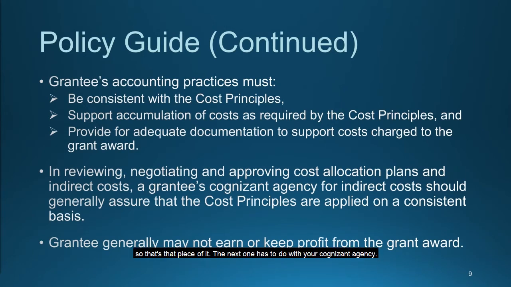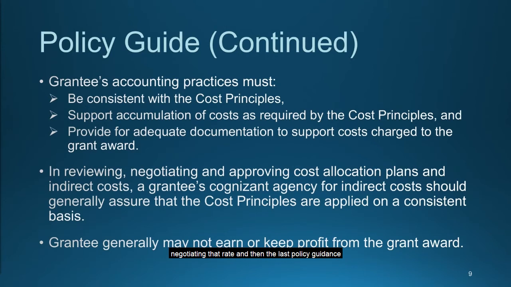The next one has to do with your cognizant agency. If you have an indirect cost rate, that's the entity that negotiates your indirect cost rate for you, and it has the responsibility to make sure that cost principles are applied consistently, to the best of their ability to tell, as they're negotiating that rate.